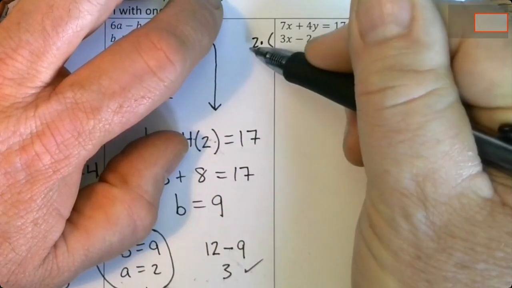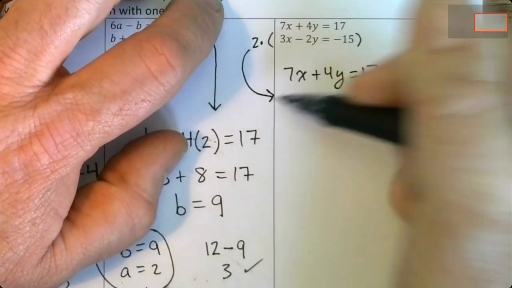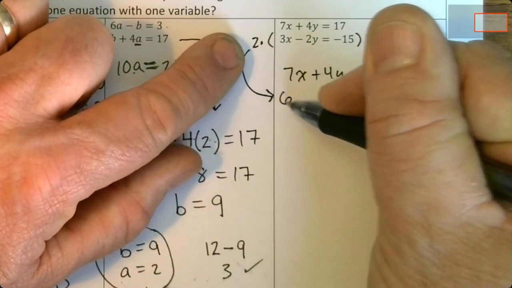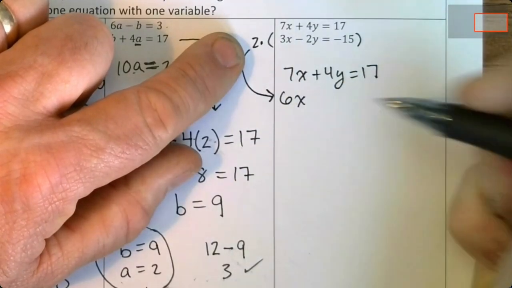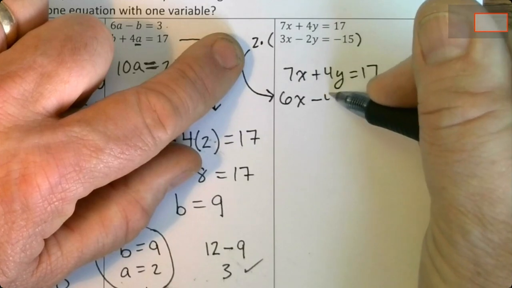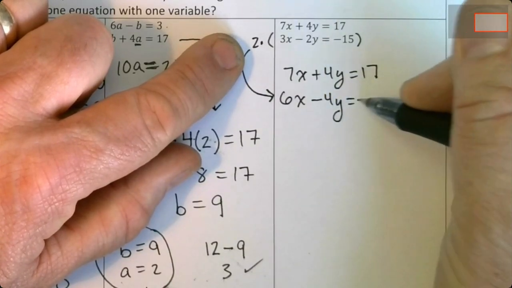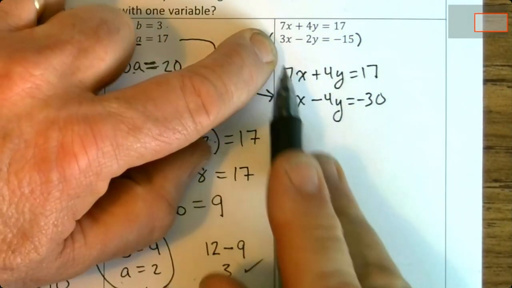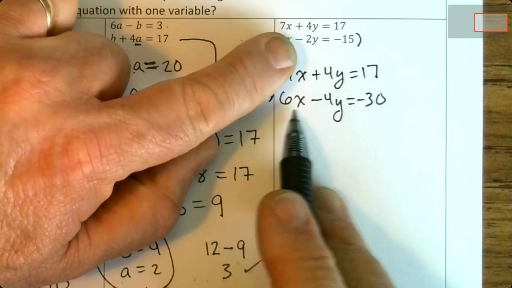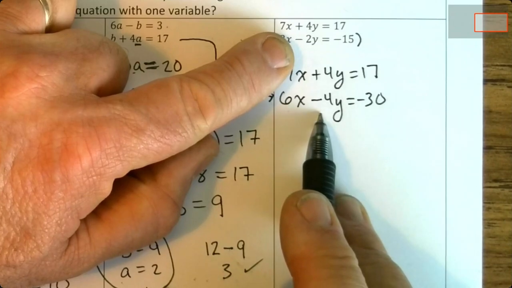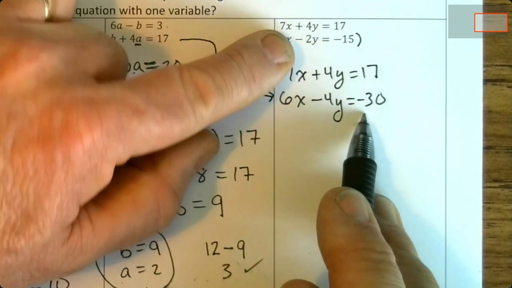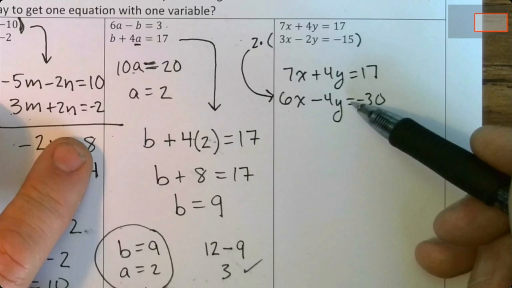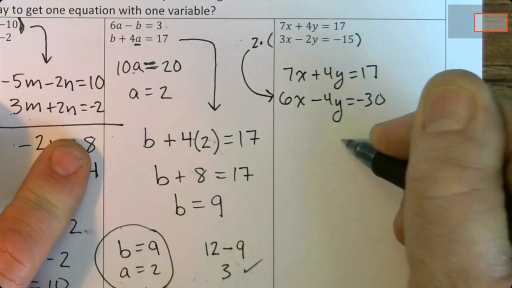And now I'm going to go ahead and multiply the second equation through by positive 2, and I get the following result. It's going to become 6x minus 4y equals negative 30. Perfect. 3x got multiplied by 2, negative 2y got multiplied by 2, and negative 15 got multiplied by 2. Now I have my equal things. I'm going to add equal things to both sides of that to get equal things.